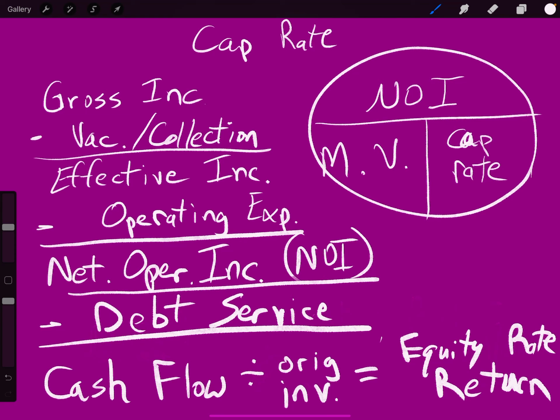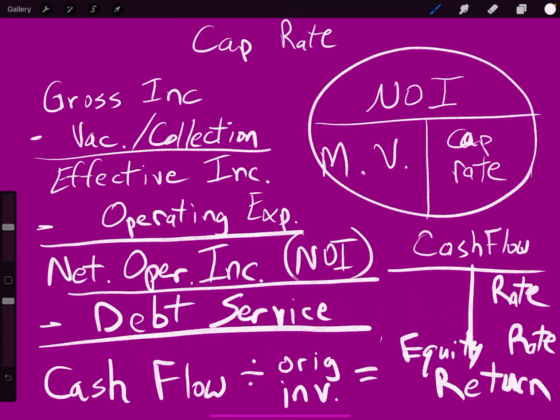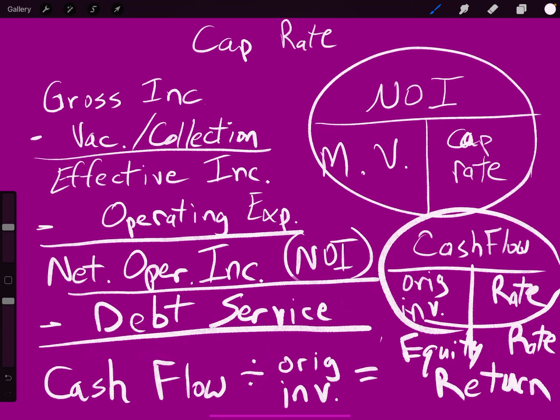So the way that would look in a little circle formula is cash flow on top, equity rate of return on the bottom, and then original investment is the other item on the bottom. There's our little circle formula for that one.